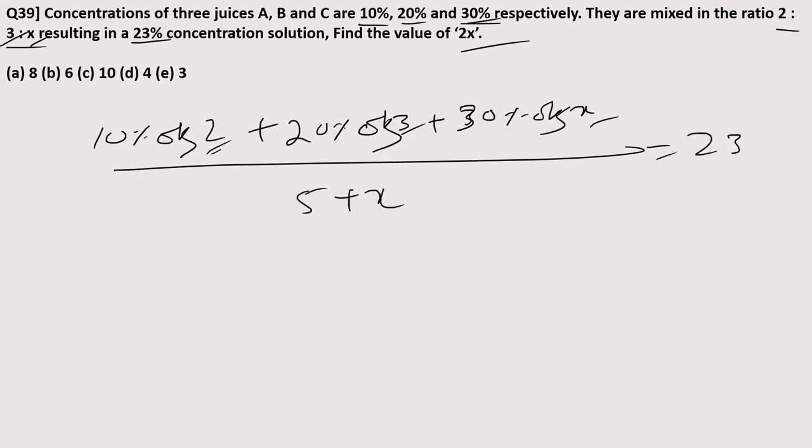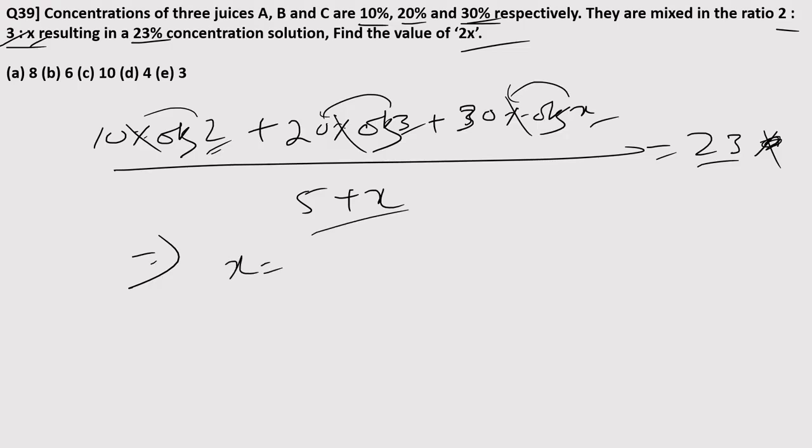Now this is 23%. So percentage will get cancelled from all sides, LHS and RHS. Now by solving this, this is 20, this is 60, this is 30x. This is equal to 23 into 5 plus x. Okay, now solving this, I am getting x equal to 5. So value of 2x has to be 10. Let's move to next question.